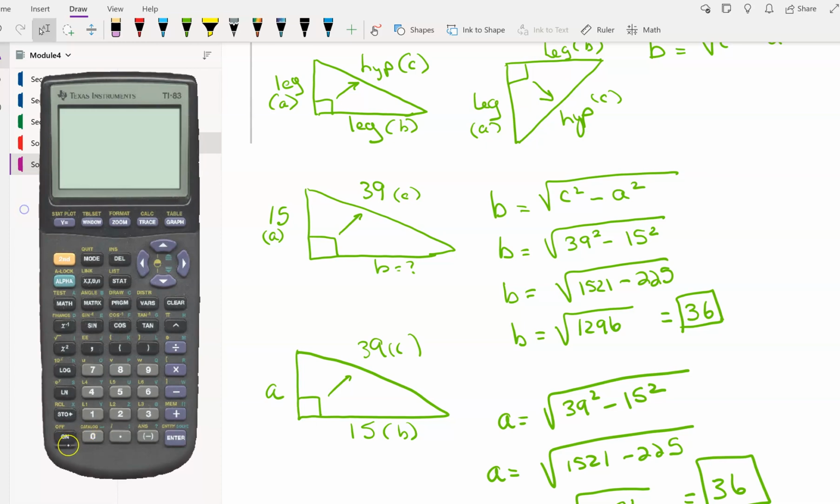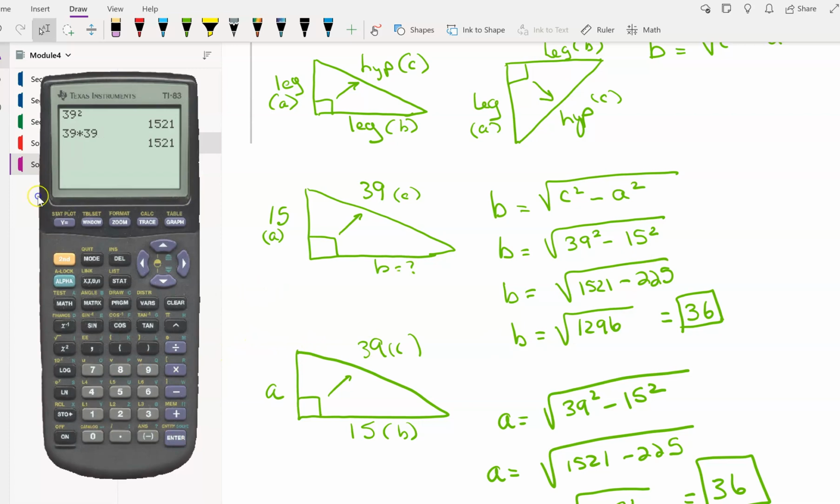Let me see if I can get it this way. So 39 squared, you can either use your square button, which equals 1521, or you can just do 39 times 39, and you'll get the 1521.